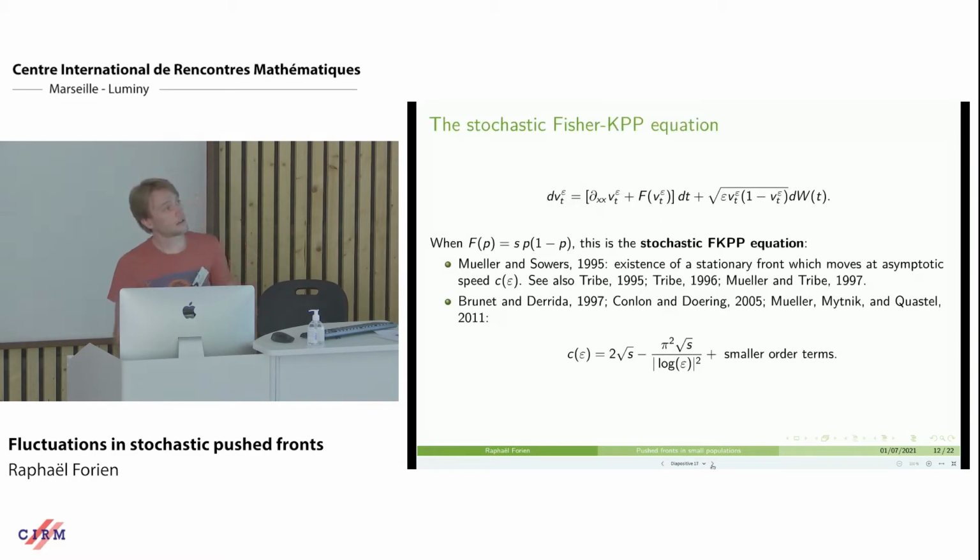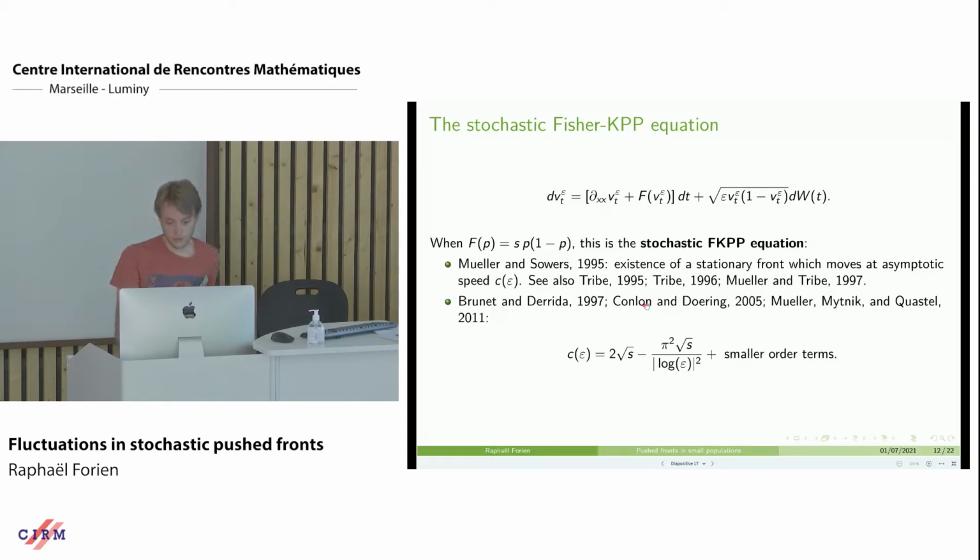A short word on what happens in the Fisher-KPP case. If I take f of p equals p times 1 minus p, this has been very well studied. And so Mueller and Sowers in 1995 showed that there exists a stationary, in distribution, random front. If you look at the position of this front at time t, you divide this position by t, and you let t tend to infinity, this converges to some c epsilon. So this c epsilon is the asymptotic speed of this random front.